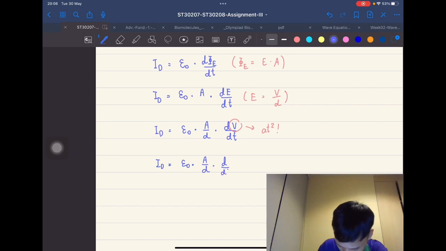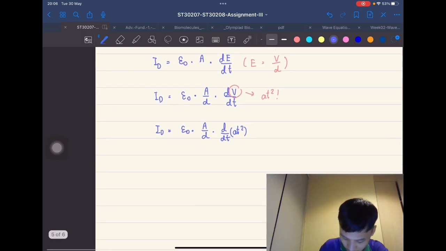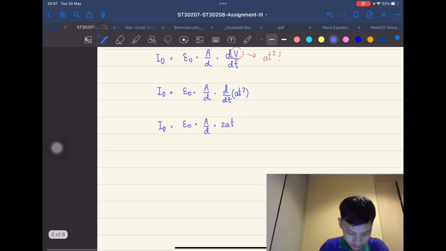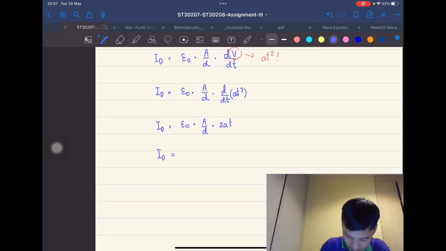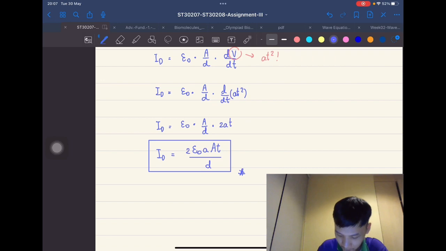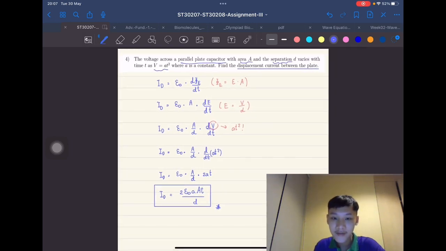Differentiate A T squared over T, and let's differentiate together and get 2AT. And lastly, arrange it in a neater form. You get 2 epsilon 0 A, the area, times T, divided by the separation. This is the answer to question number 4. Thank you.